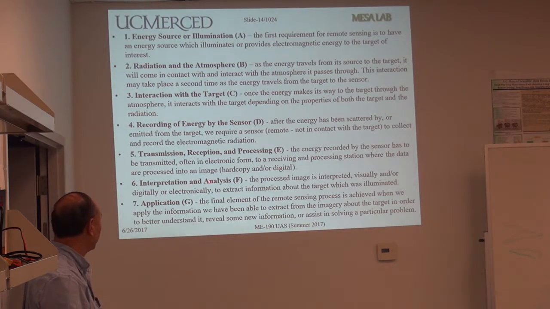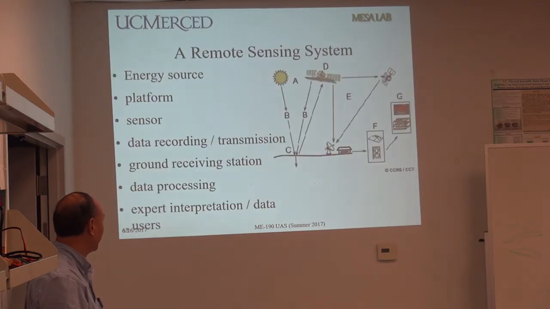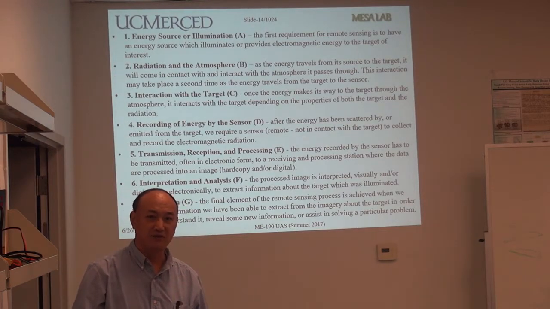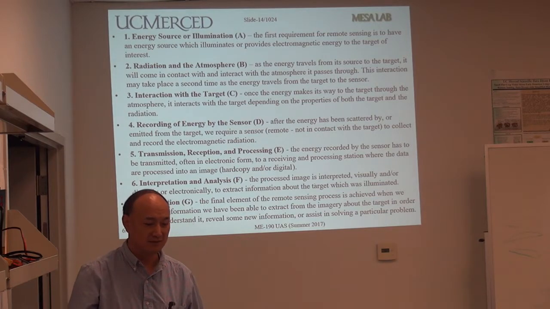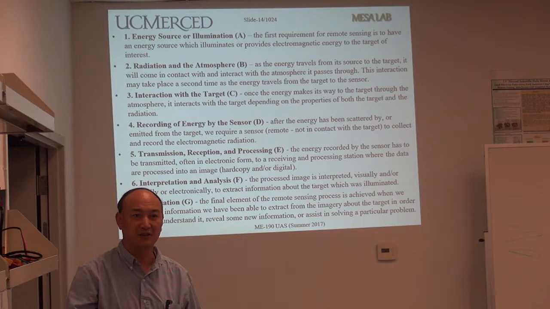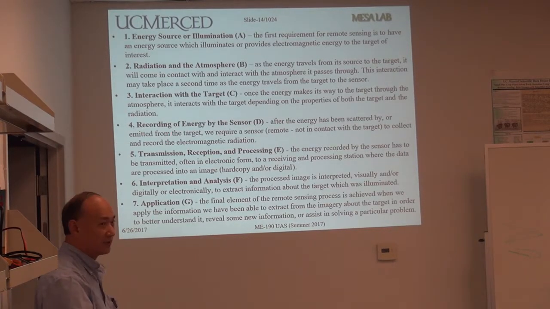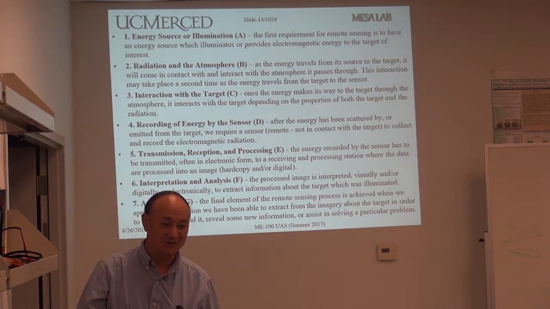And interpretation and analysis, F, okay, and G is the end user, to visualize for the user. So I hope you can fill up that form. And by the way, if this happens in a final exam, I will just give you some of those and you fill up some of the blanks, so you should be able to do the same, right?